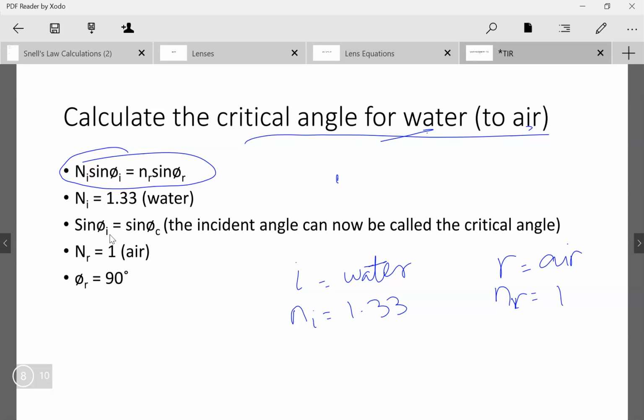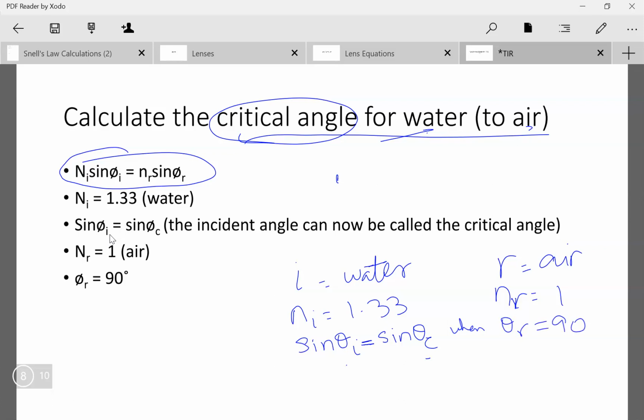Now, here's where we have to bring in our critical angle piece, or our total internal reflection piece, because here we define the critical angle as equal to the incident angle. So whenever I see sine theta I, I'm going to write sine theta C, because the critical angle equals the incident angle when the refracted angle equals 90. I'm sorry if I said reflected before. It's refracted angle equals 90 degrees. Right? So this is where I bring in my critical angle definition and my total internal reflection piece.